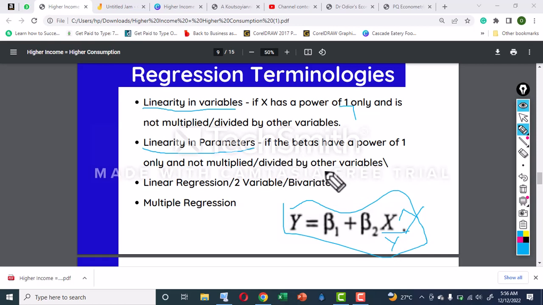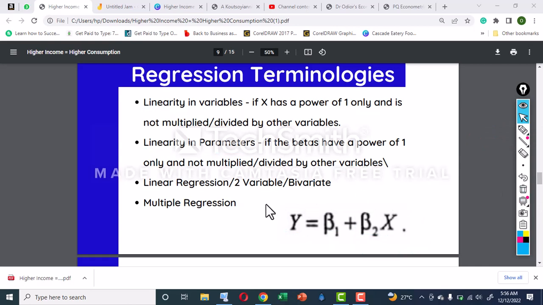And linear in parameters simply means the greatest power of your betas, any of the two, is also 1, and you cannot divide them by any other parameters, like beta 1 divided by beta 2. So their greatest power is 1, and you cannot divide or multiply them by any other variables. If they fulfill these two, it simply means they are linear in parameters or linear in variables.